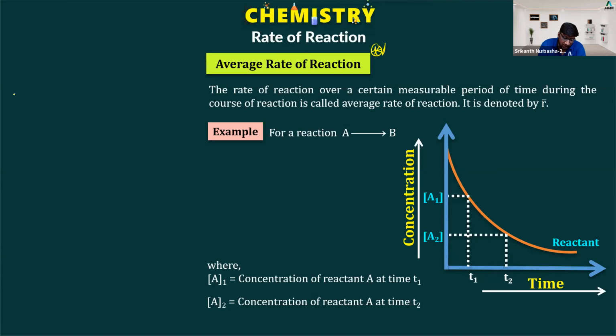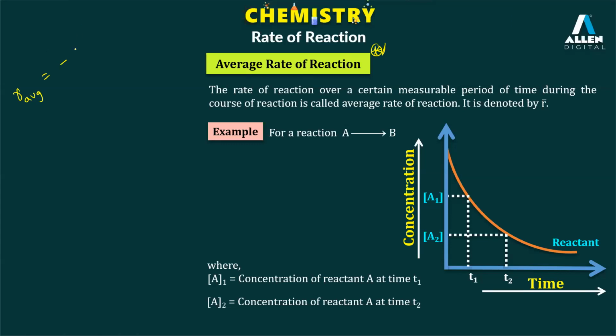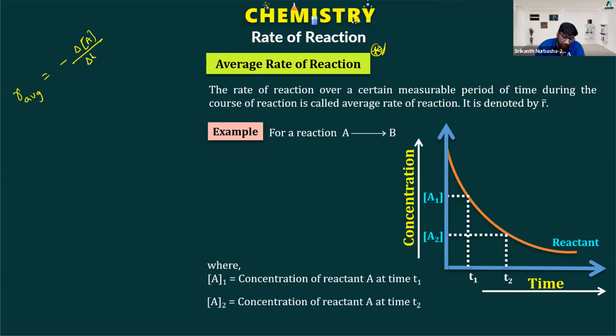So what is the average rate? R average is equal to, for reactant, what do you have to write? Use the plus symbol or minus symbol? Minus symbol. Minus of change in concentration of A divided by time required for the change. Minus of concentration of A at time T2, which is concentration of A2, minus concentration of reactant at time T1, which is concentration of A1, divided by T2 minus T1.